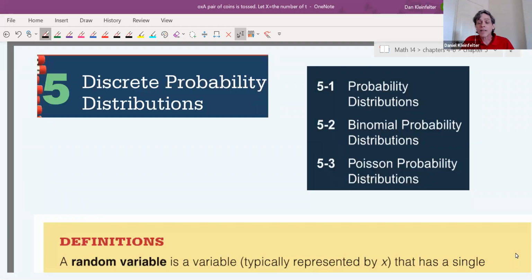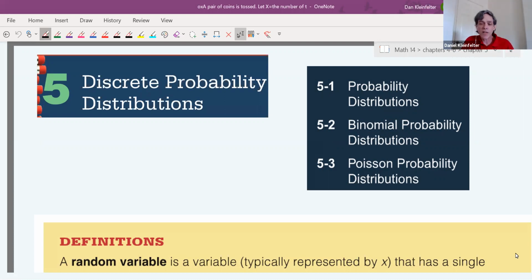Welcome back, everybody. In this video, we're starting chapter 5, which is about discrete probability distributions. And as always, first thing we'll do is go through and see what we're getting into, take a quick overview of the chapter, and then we'll actually get started. So the chapter here is, as I said, on discrete probability distributions. There's a total of 3 sections in the chapter.